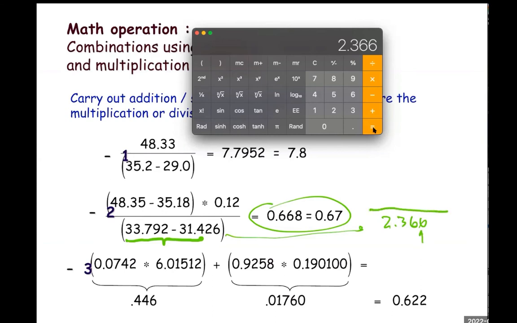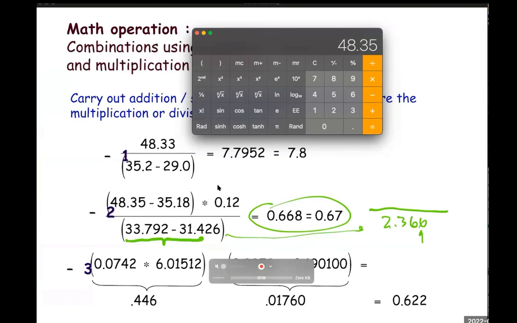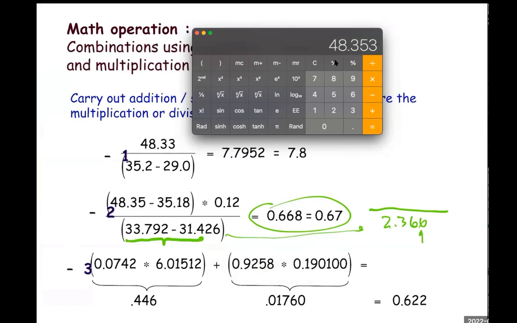Let's do the top now. The top is 48.35. Oops, sorry about that. I forgot to say, 48.35, and I'm subtracting 35.18. Again, both of these are to the 100th of a place. So my final answer should be to the 100th of a place as well, 13.17. And I'm multiplying this by 0.12. So both of these numbers right here are based on the operation of addition and subtraction. In addition and subtraction, you use the least precise: the 1,000th of a place for the bottom, the 100th of a place for the top.